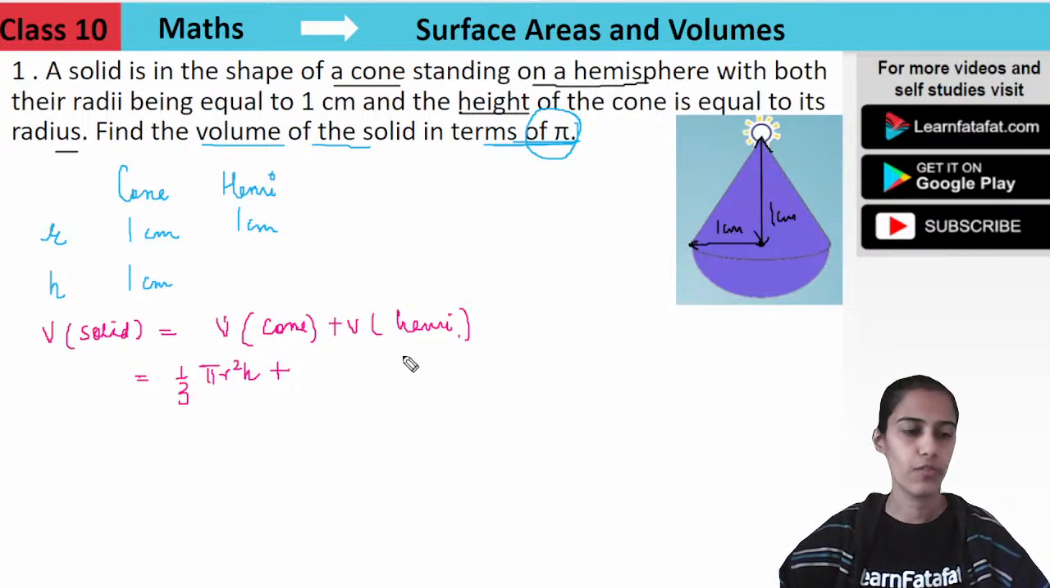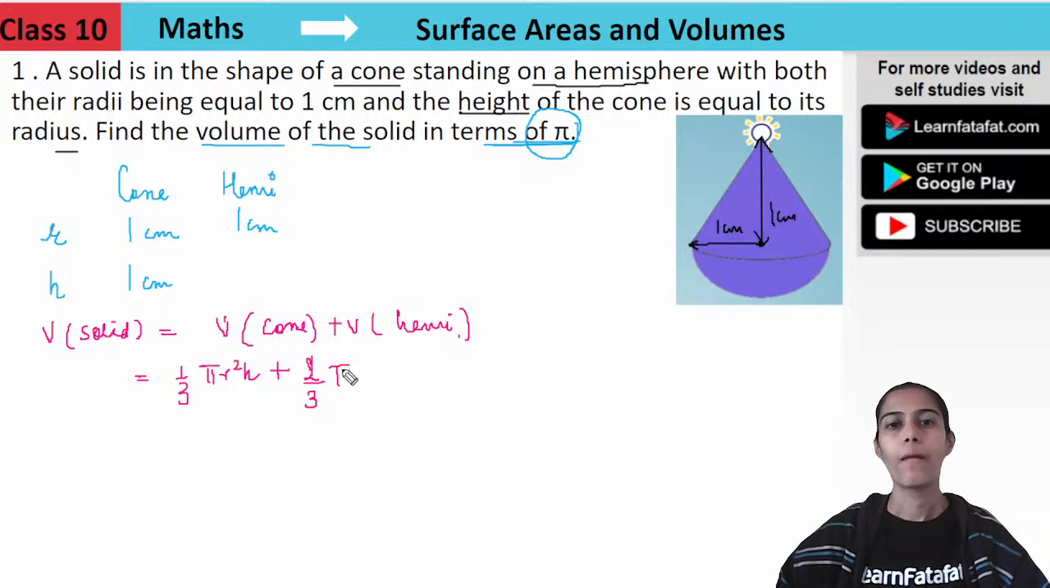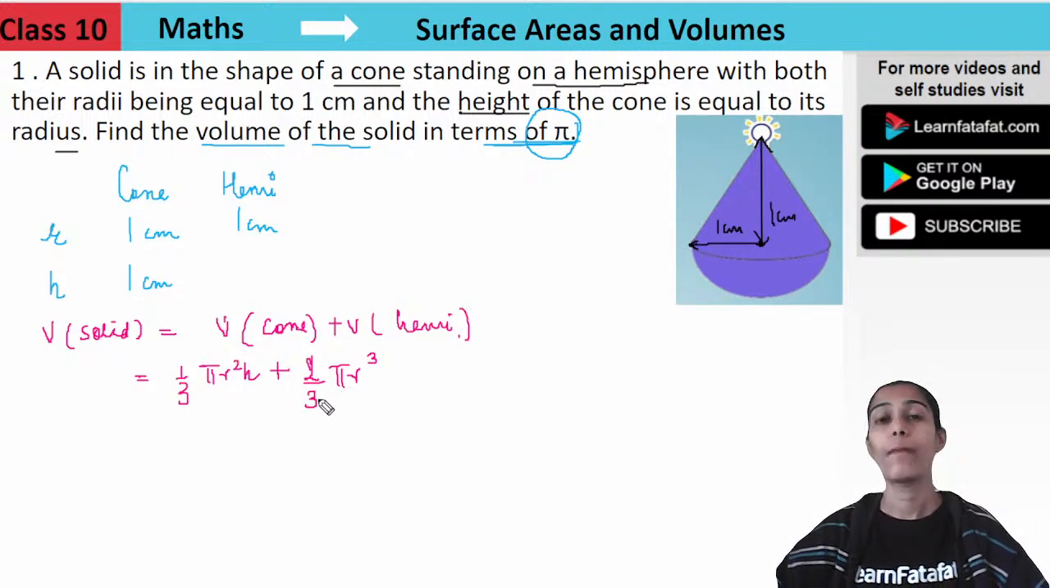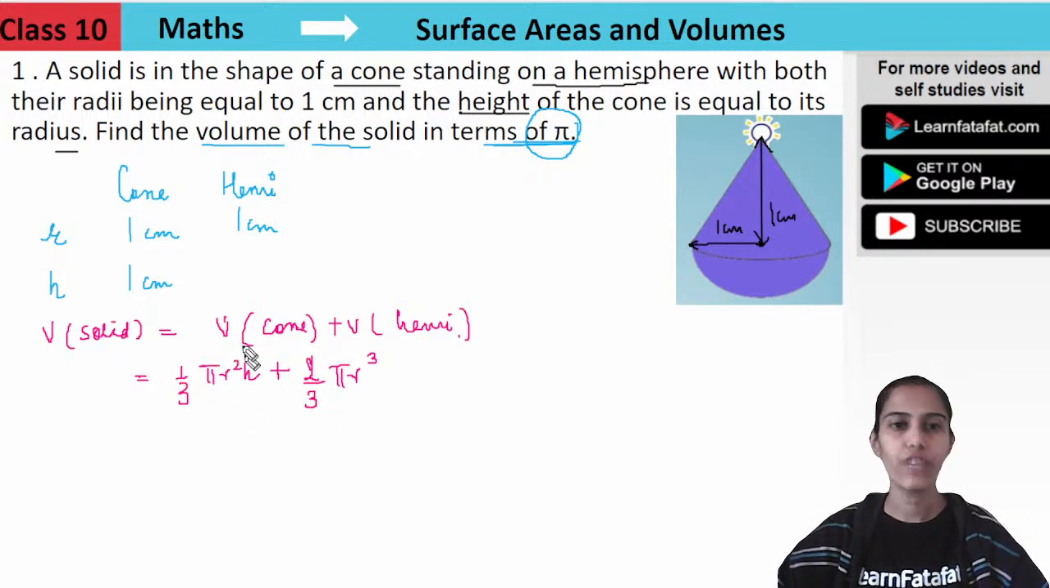And what is the formula for volume of hemisphere? That is 2/3 pi r cube. अब क्या करेंगे इसमें, पाई को तो पाई रखना ही है, plus we will take common. रेडियस for both is same, तो मैं r को भी कॉमन ले सकती हूँ. If the radius is different then we cannot take r common.